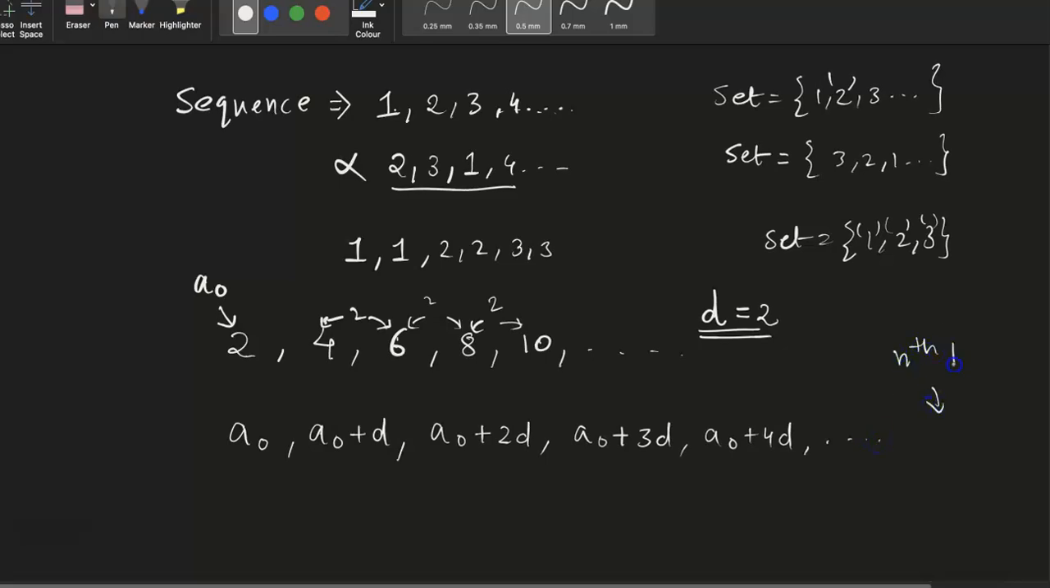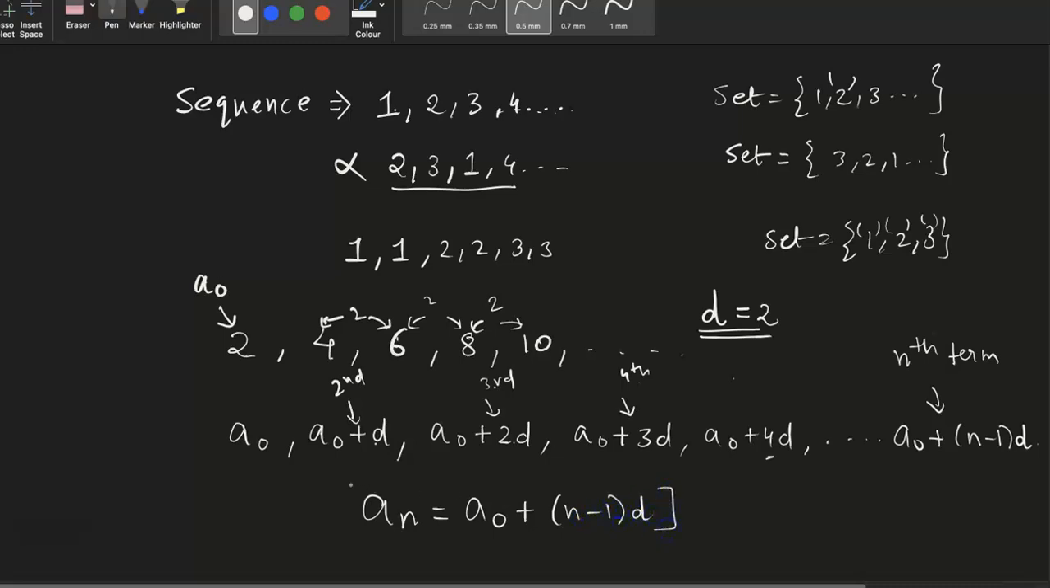Now the question is how you will write the nth term. So look here, this is the second term, this is the third term, this is the fourth term. So the nth term will be written as a0 plus, see, for the second term it is d, for the third term it is 2d, for the fourth term it is 3d, for the fifth term it is 4d. So for the nth term it should be (n minus 1) times d. So I will write an as a0 plus (n minus 1) times d. This is the nth term of the arithmetic sequence.